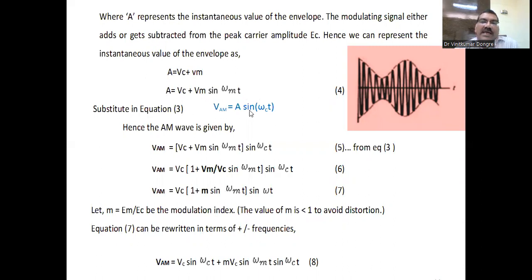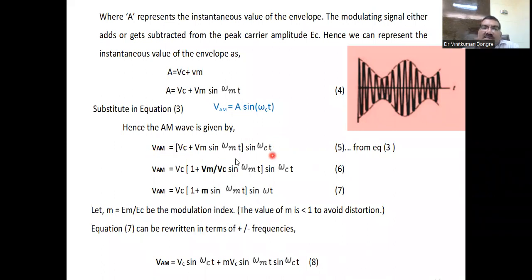Now what is the actual AM equation? Just now I gave, that is V_AM equals A sin ω t. This is the representation of this. What is the value of A? Just now we have calculated. This is the value of A. Now put the value of A here. Whatever value of A we have calculated, we'll put in this equation. So what is V_AM? This is (V_C plus V_M sin ω_m t) into sin ω_c t. Okay, so you get this equation. So this is the equation for AM.